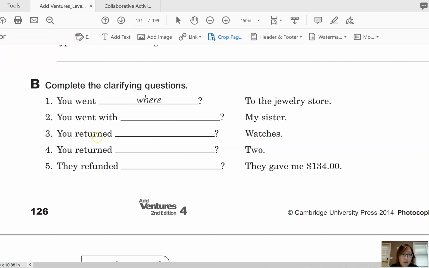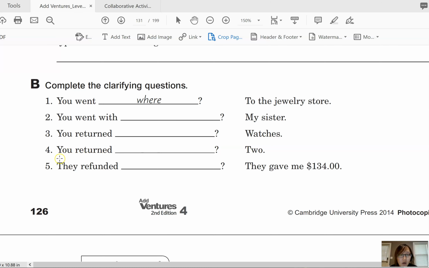Okay, so let's look at number 2. The answer is my sister, so we can ask, you went with who? And then we can answer, I went with my sister. Okay, so you went with who? And then number 3, you returned what? Okay, and you can see that the answer is watches, so we can say, I returned watches, or you can even add some watches. So I returned some watches.